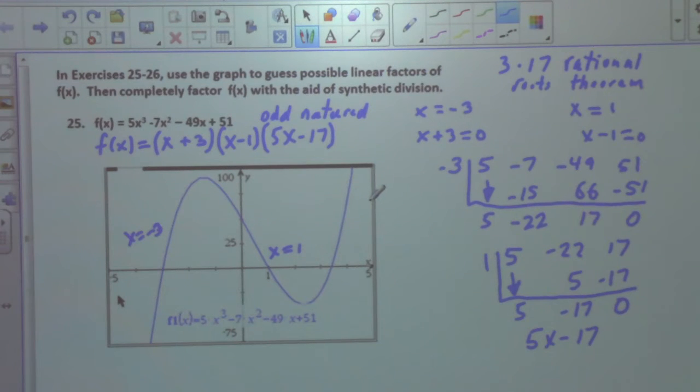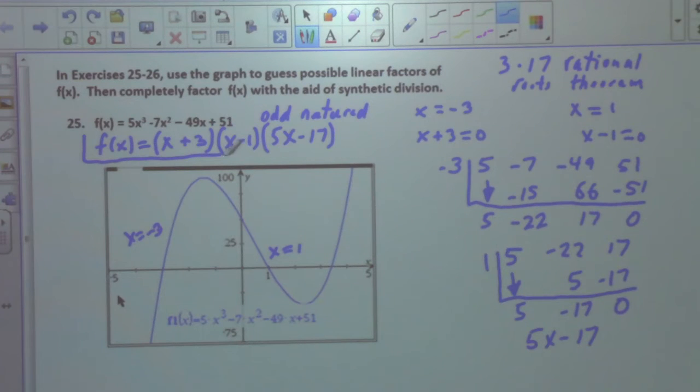Not exactly that, but yeah. Well, no, she said 3 and 17 would have to be involved somehow. And do you see that right here? The 3 and the 17? So anyway, this is going to be completely factored, and so this is going to be our answers.